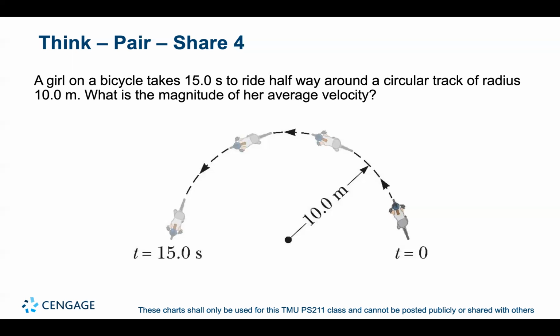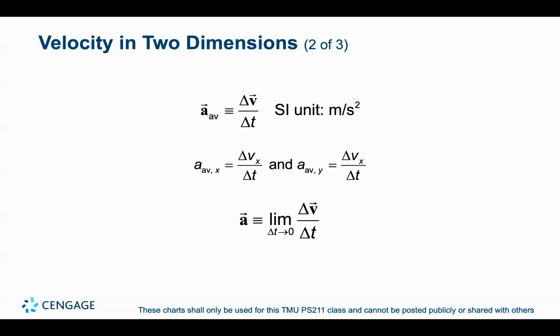Girl on a bicycle, once again, this is the same question. 15 seconds to ride halfway around the circular track. What is the magnitude of her average velocity? And so this is where we had this equation before. What is the average velocity? So if we just go back a couple charts here, here is the average velocity. Sorry, this is the average acceleration.